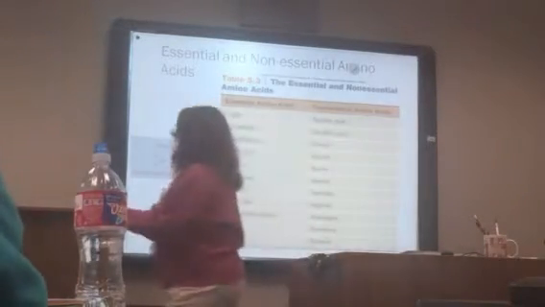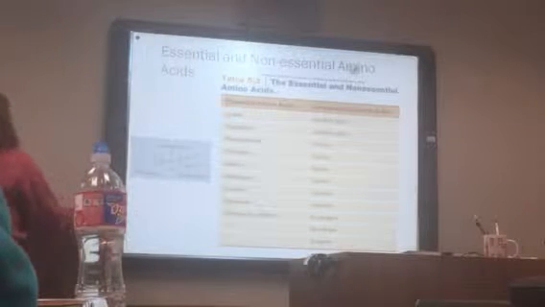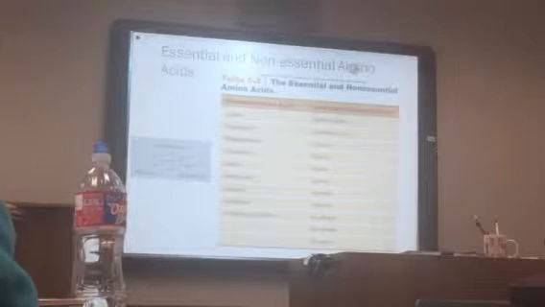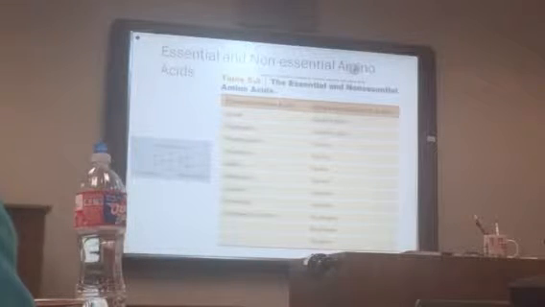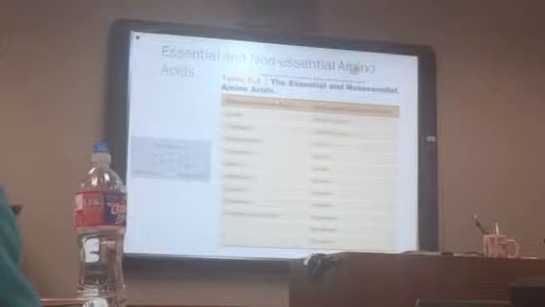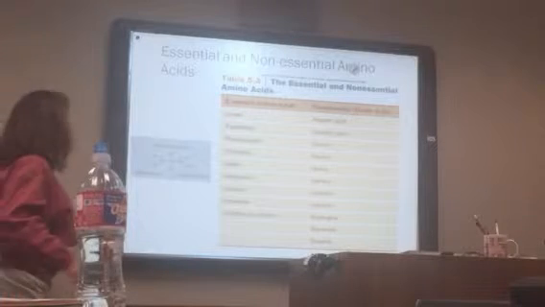Now let's look closely at what an amino acid looks like. A little bit. Look at that. All right.